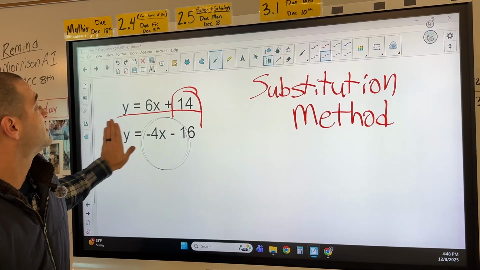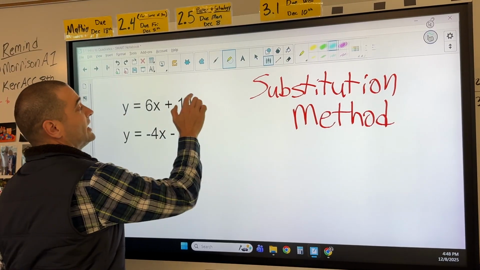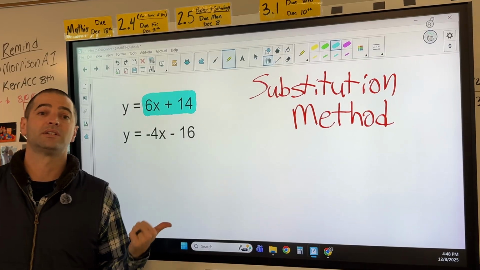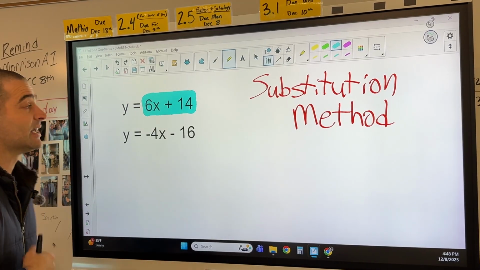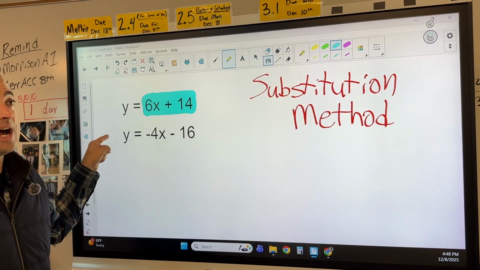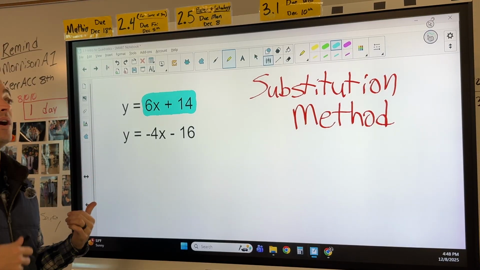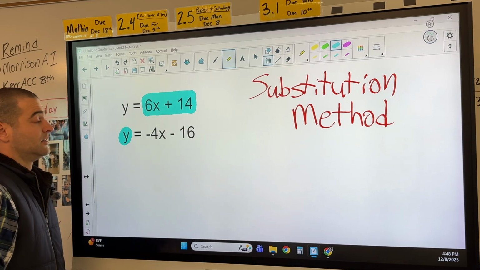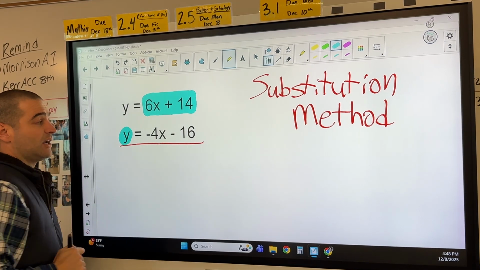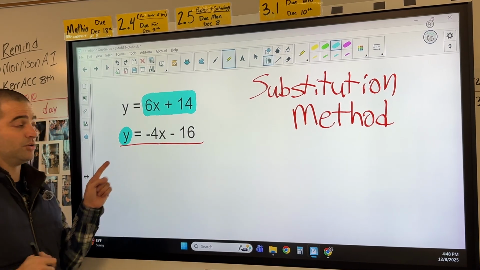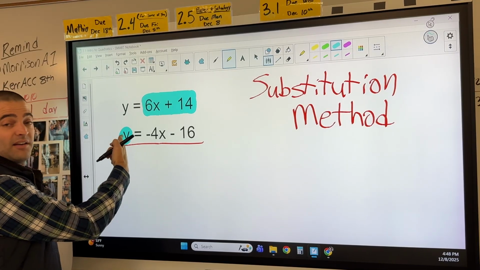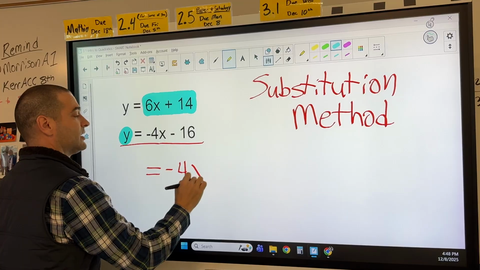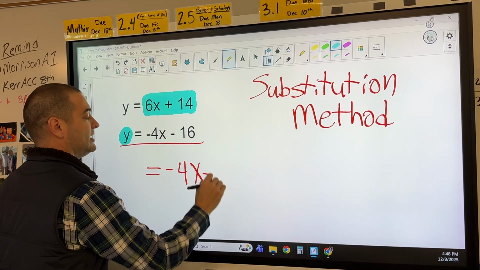So what the substitution method is all about is recognizing that this right here is equal to y. 6x plus 14 is equal to y. It's the exact same thing as y. If it's the same thing as y, then it can replace y anywhere else where I see y. Here, I see y. So I'm going to rewrite this whole equation down here, but I'm going to make a substitution. I'm not going to use y here on the left side of the equal sign. I'm going to keep the right side, negative 4x minus 16.